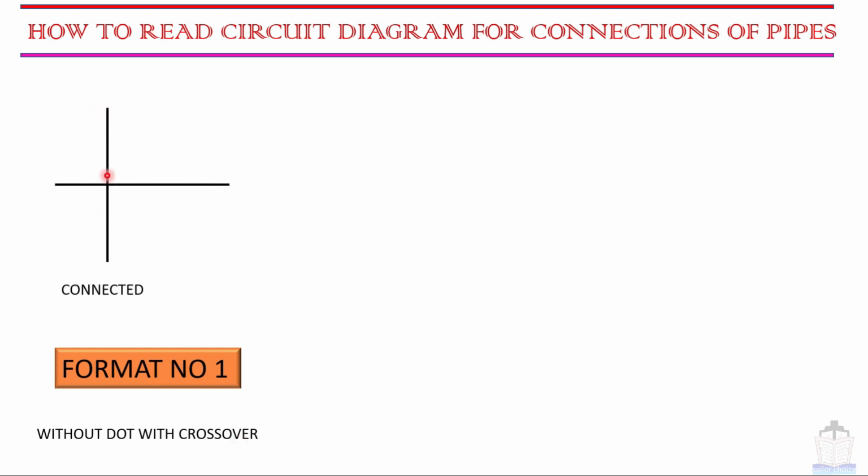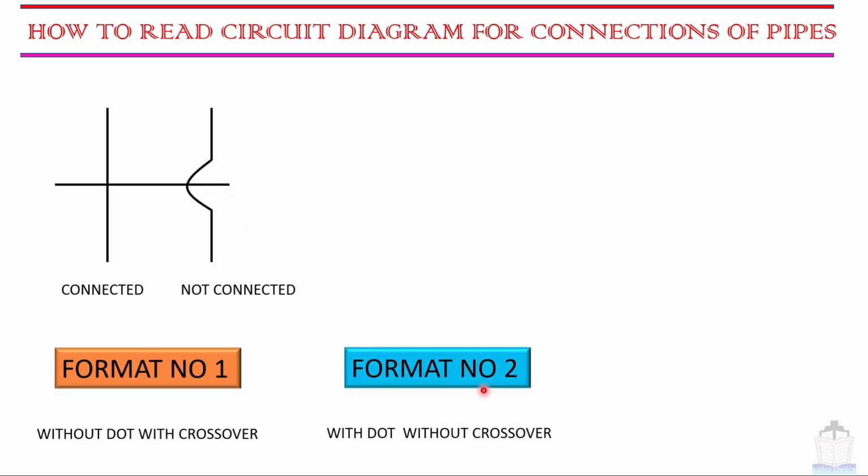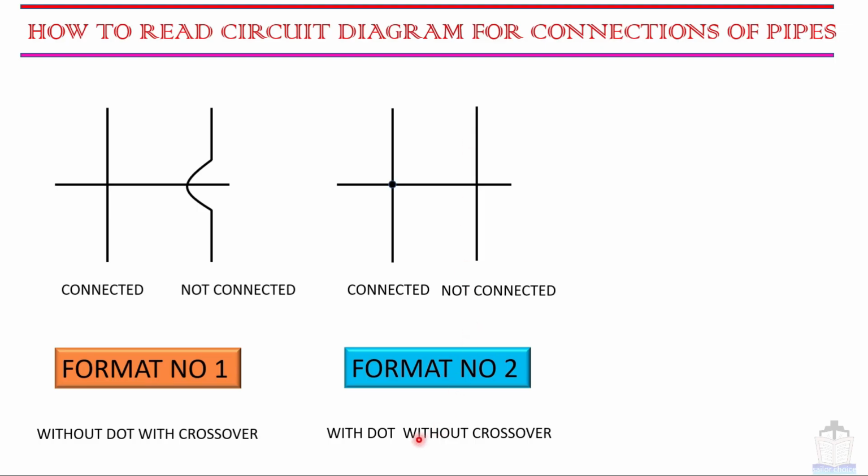Suppose there are two lines, like this, without a dot. Then we can understand that this is connected. This line is called a crossover line, and the meaning is that it is not connected with this line. That means it is bypassing this line. Next is format number 2, with dot, without crossover. Suppose these two lines are there and there is a dot present between them. So this represents that these two lines are connected, and here the other line is without crossover, which means it is not connected.